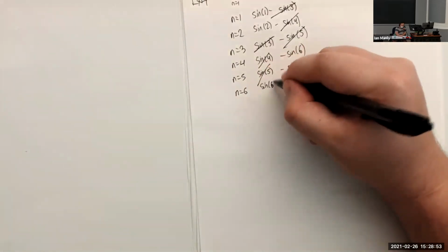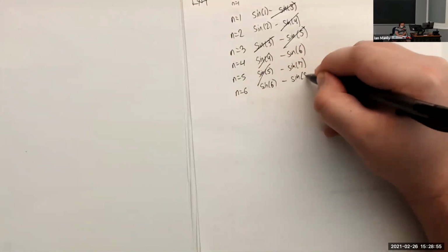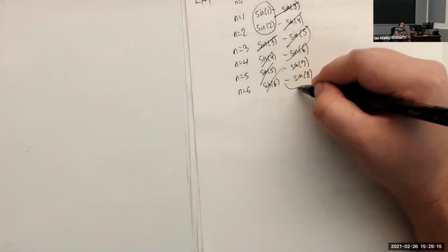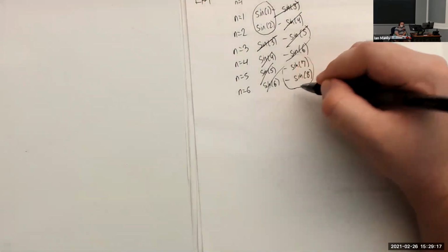All right, now I'm going to do one more for emphasis, and then I think we'll be able to see the pattern pretty clearly. So we have sine of 6 minus sine of 8. So those will go away. Now it seems like every step of the way, we always have these guys up here at the front. We always have sine of 1 and sine of 2, right? So those don't seem like they're going anywhere. And then it also seems like we have these 2 signs of large numbers down here at the bottom.